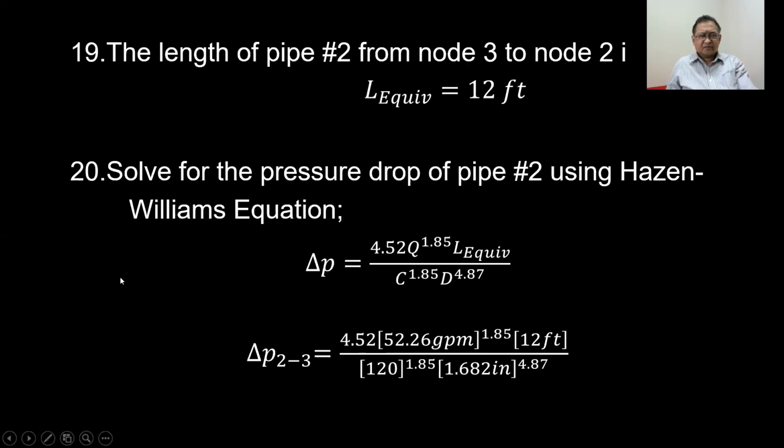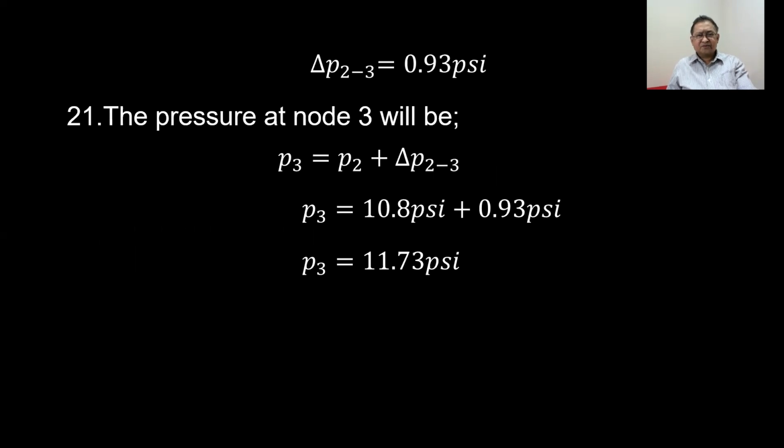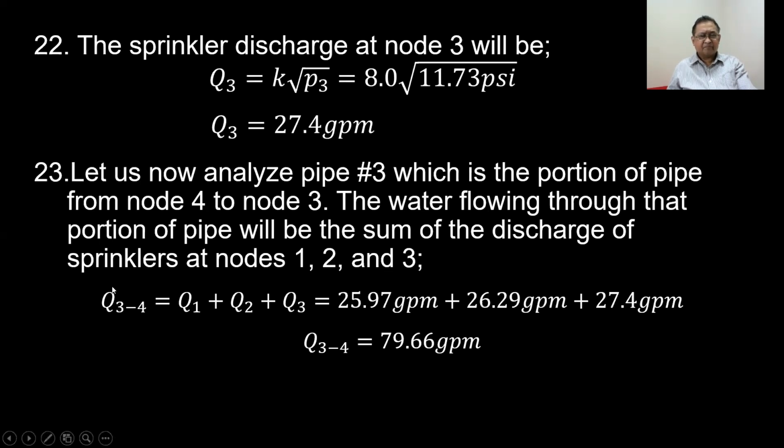And the length of pipe number 2 is 12 feet. So we can now solve for the pressure drop of pipe number 2 using the Hazen-Williams equation. And the result will be 0.93 psi. And again, we are going upstream, so we add that to the pressure at node number 2. So 0.93 plus 10.8, the result of the pressure at node number 3 will be 11.73 psi.